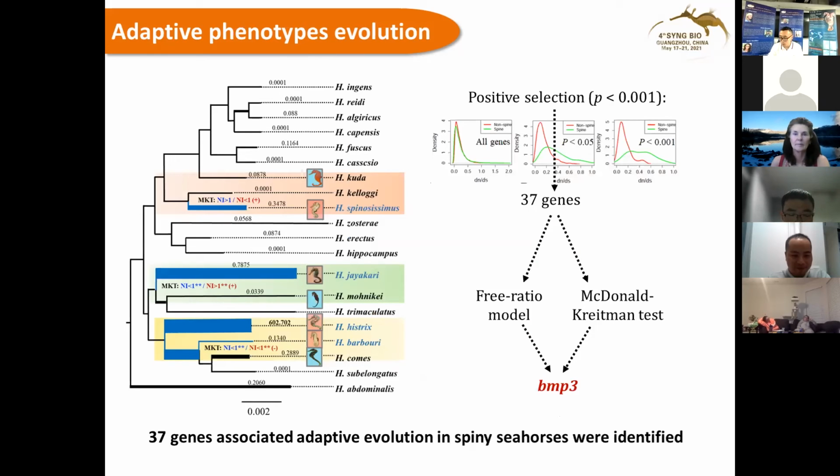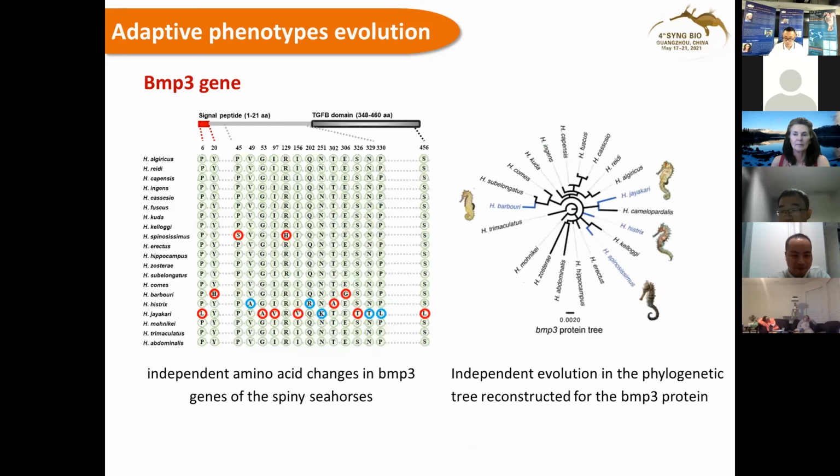So to investigate the molecular basis of these repeatedly evolved adaptive phenotypes, we performed a positive selection analysis and identified 37 genes with significant signals in spiny seahorses. Among these genes, we focused on the BMP3 gene. BMP3 was reported to be involved in bone development by affecting osteoblast differentiation in mammals.